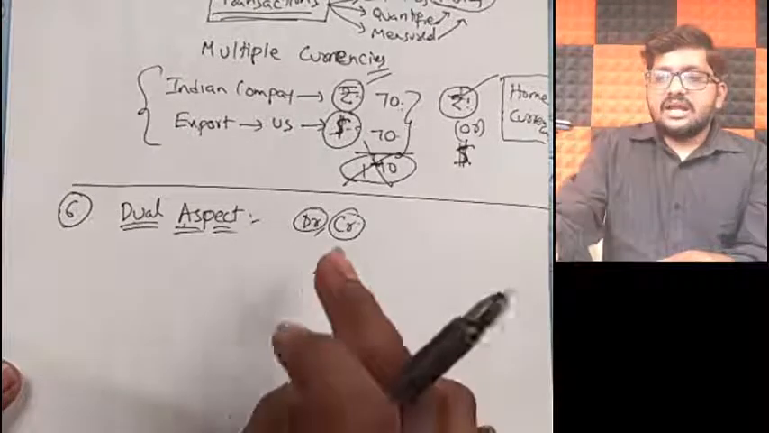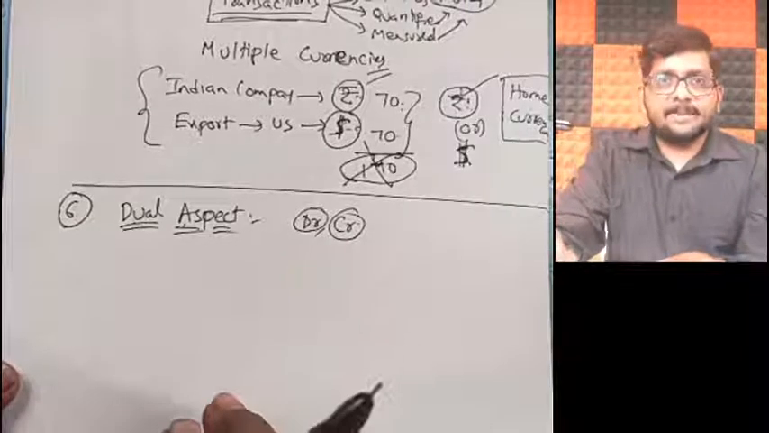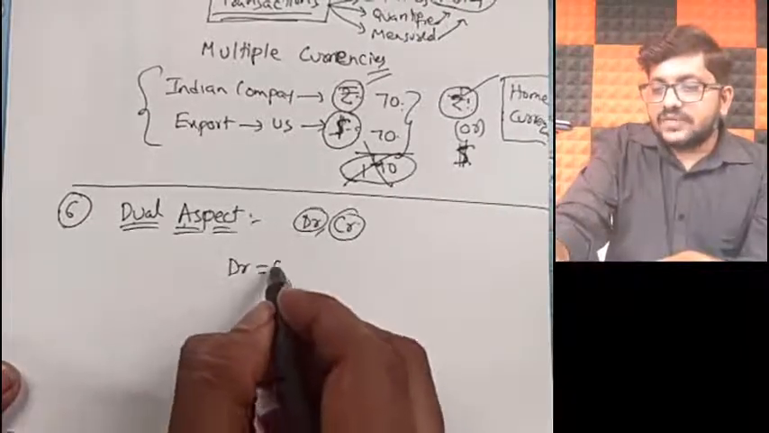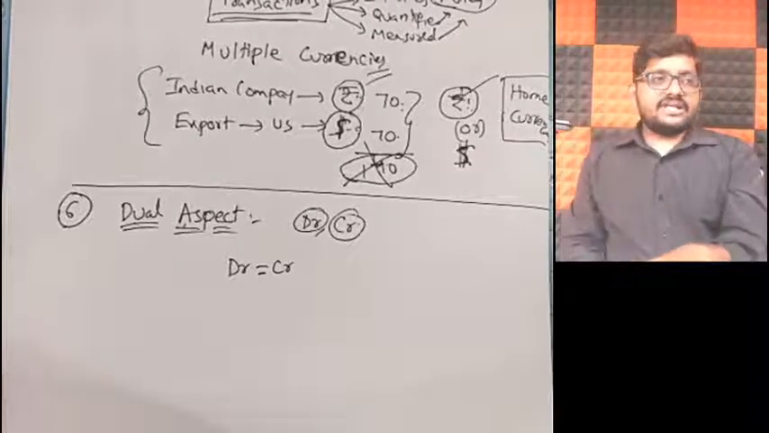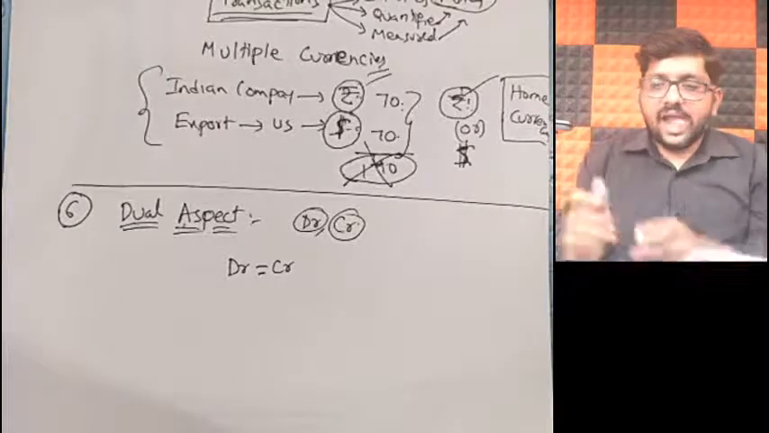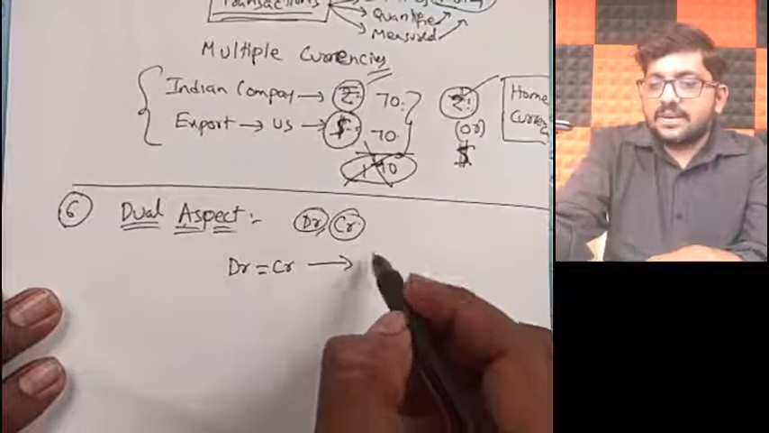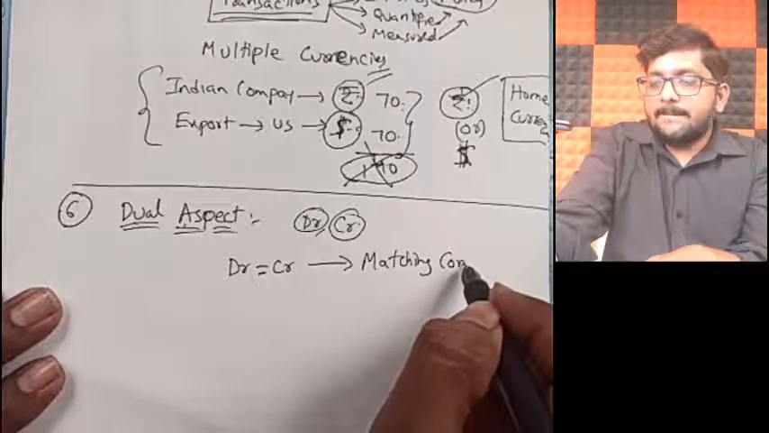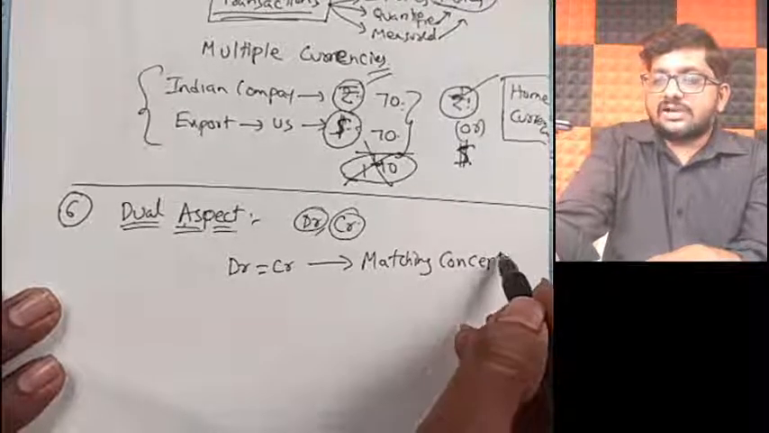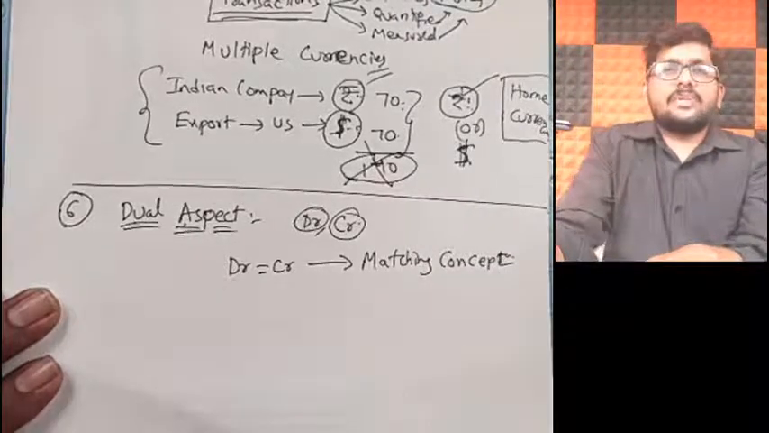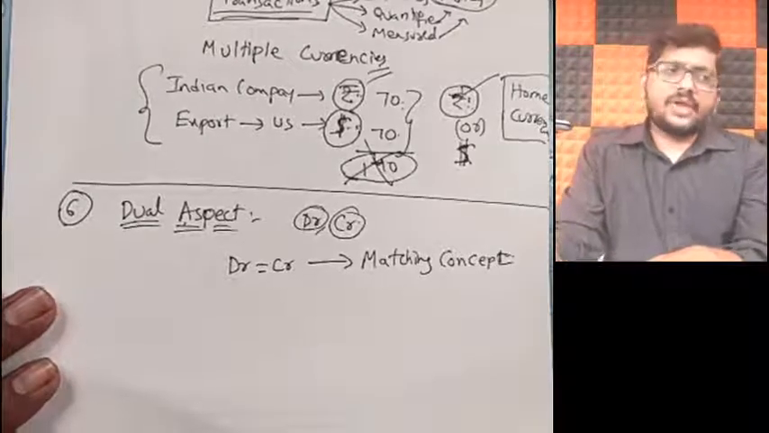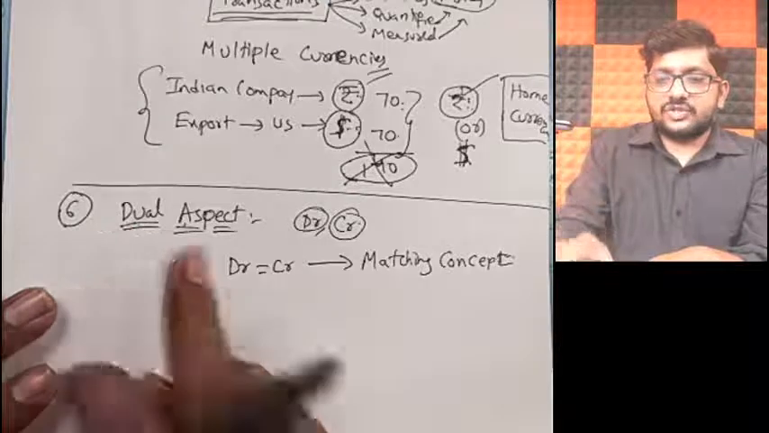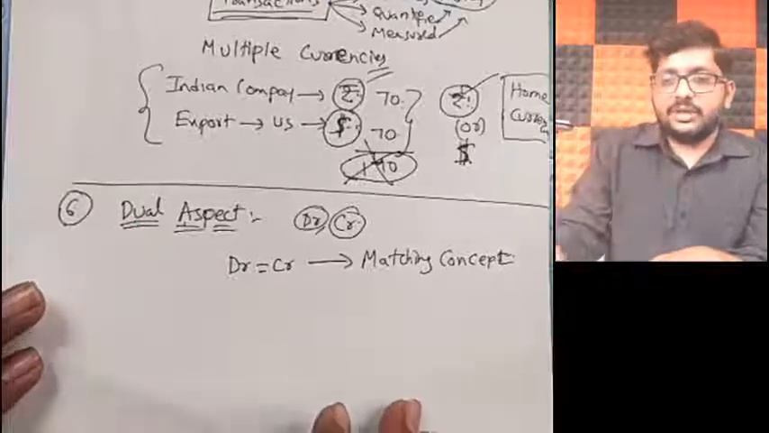So not just one, two aspects will be there, and your total of debits will be equal to total of credits. That's what they mean to say. From the dual aspect concept we can derive this as a part of matching concept. Matching concept says your total of debit should be equal to total of credits. Now we will learn both the concepts together, friends. Dual aspect and matching concept together.